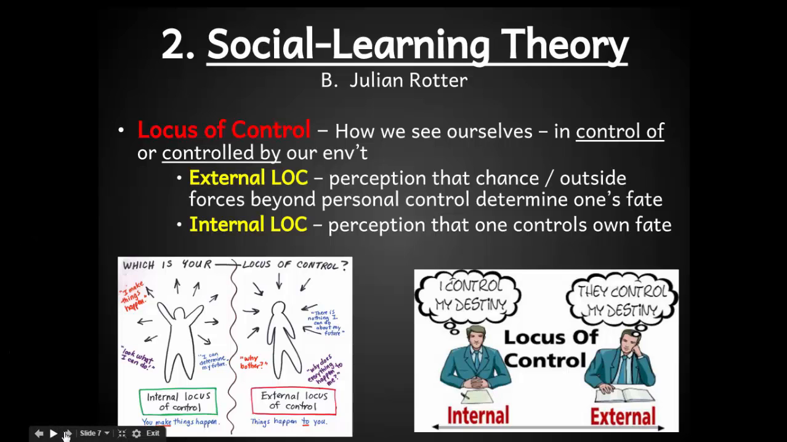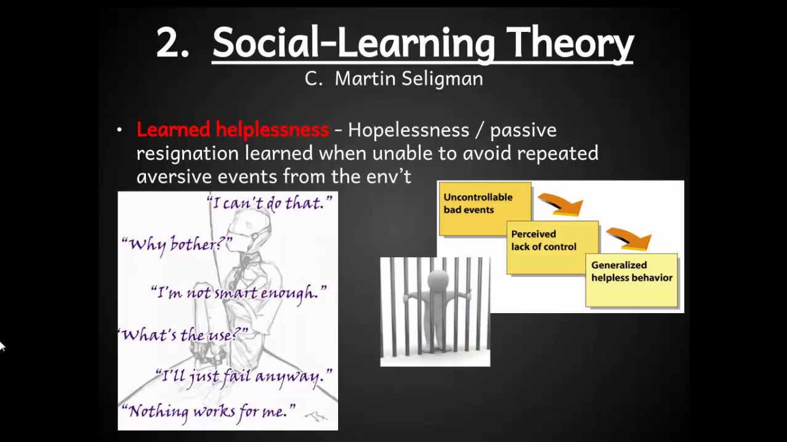Which can lead us to another concept that's been coined by Martin Seligman, who is actually the founder of a theory called positive psychology, but it started with his idea of learned helplessness. Learned helplessness comes from low self-efficacy and an external locus of control. When a person feels like he doesn't have any control over his environment, no matter what he does, he never gets the positive outcome that he's looking for. What can happen over time is that the person can give up.